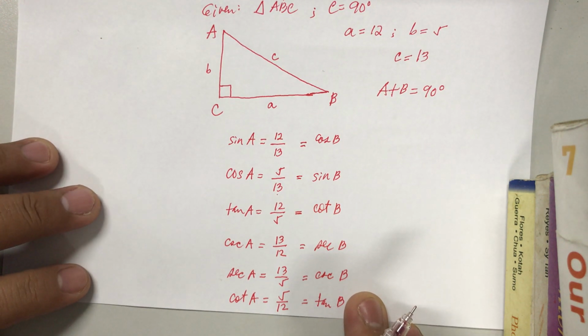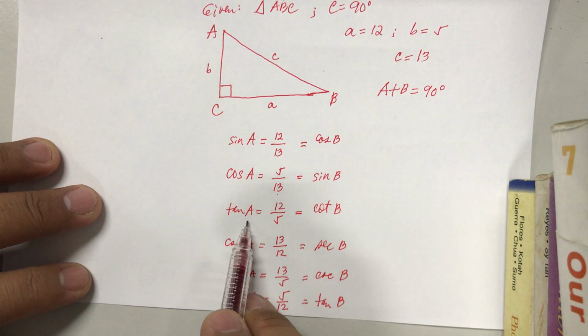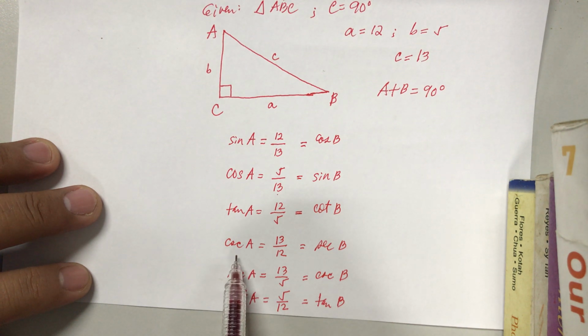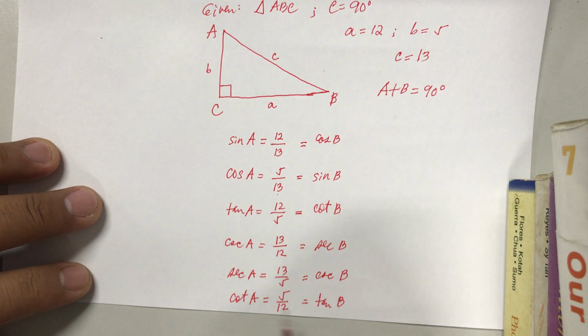Now, what we have right now is the general statement that sine of angle A is equal to cosine of angle B. Cosine of angle A is sine of angle B. Tangent of angle A is cotangent of angle B. Cosecant of angle A is secant of angle B. Secant of angle A is cosecant of angle B. Cotangent of angle A is tangent of angle B.